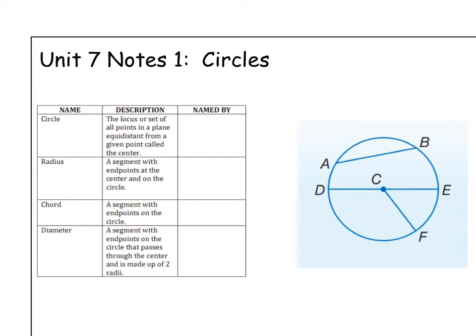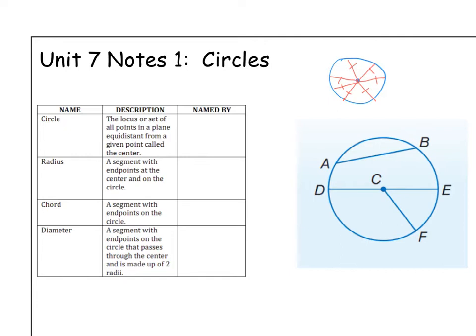First of all, a circle. You know what a circle is, but here's the mathy definition. It is the locus or set of all points in a plane equidistant from a given point called the center. In other words, if you have a circle, the distance from the center point to the edge is going to be the same all the way around, no matter where I put it in the circle. All of these would be the same length, okay?